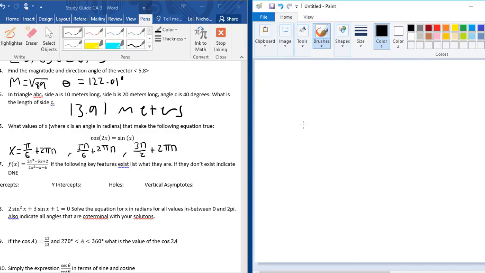Now we have f of x equals 2x squared minus 5x plus 2 over 2x squared minus x minus 6. We're supposed to find x-intercepts, y-intercepts, holes, and vertical asymptotes.